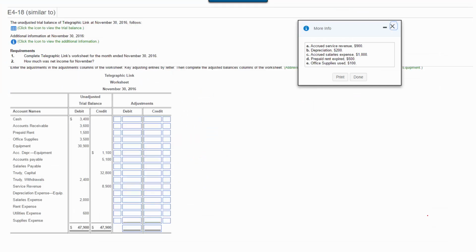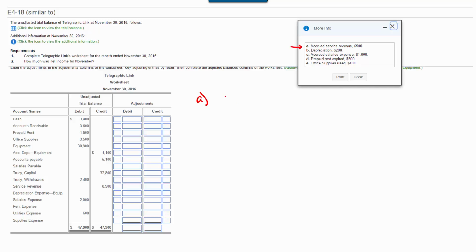Okay, just a quick demo here of one of the homework problems with the worksheet that I was getting some questions on. We start with the unadjusted trial balance, and then they give us the adjustment data up on the click to view additional data. And I like to write them out as debits and credits first before I transfer them over to the adjustment section of the worksheet. So for instance, transaction A right here is accrued service revenue.